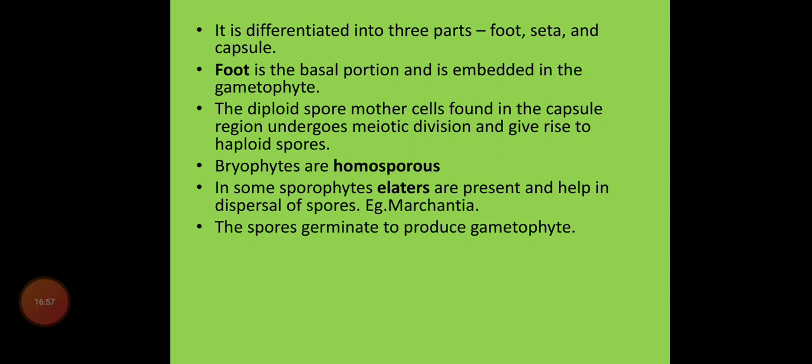A spore germinates and produces a gametophyte. This is the life cycle of a bryophyte. The plant body is a gametophyte, which produces gametes. After fertilization, the zygote is developed. The zygote is the sporophytic generation.